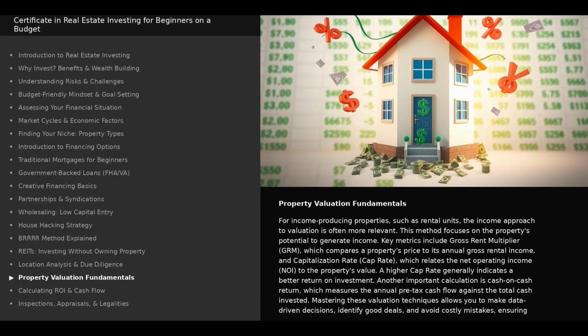Another important calculation is cash-on-cash return, which measures the annual pre-tax cash flow against the total cash invested. Mastering these valuation techniques allows you to make data-driven decisions, identify good deals, and avoid costly mistakes, ensuring your budget-conscious investments are sound and profitable.